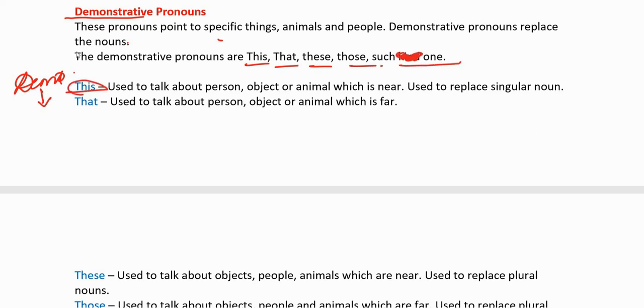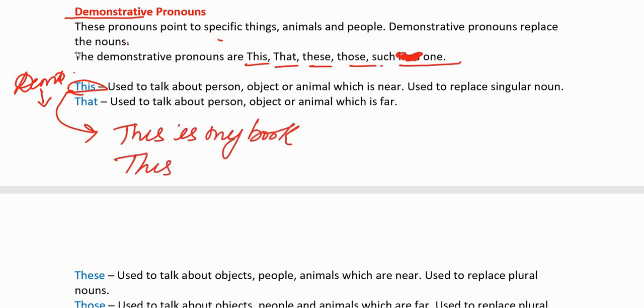The demonstrative pronoun this is used to talk about a person, object or animal which is near, used to replace a singular noun. Now when to use the demonstrative pronoun this? It is used to talk about either a person, object or animal which is singular and which is near to you. For example, this is my book, this is my cat, etc.